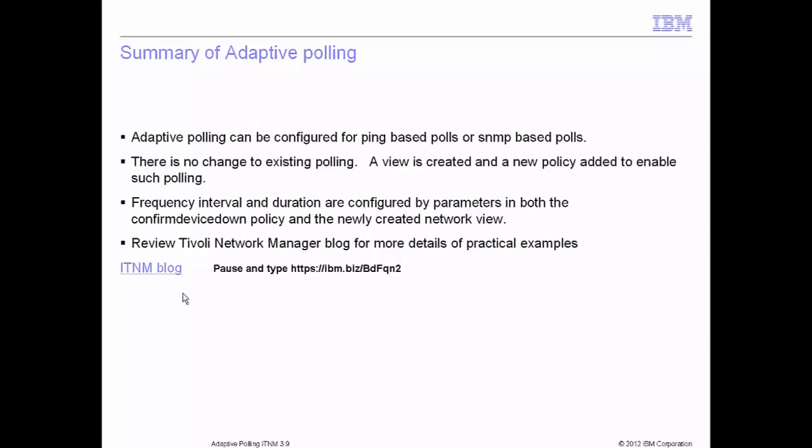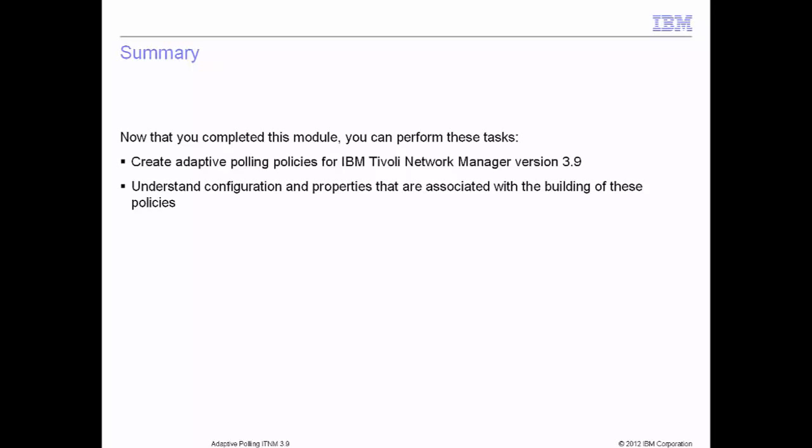Adaptive polling can be configured for both ping or SNMP-based poll policies. Review the IBM Tivoli Network Manager blog for more examples of the timing and properties that are used by the adaptive poller. Now that you have completed this module, you can create adaptive poll policies for IBM Tivoli Network Manager version 3.9.